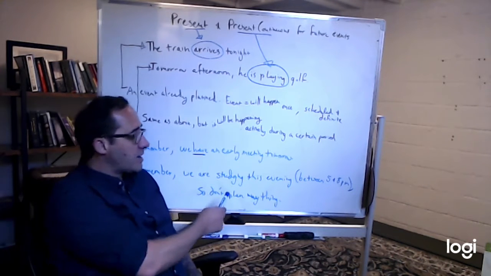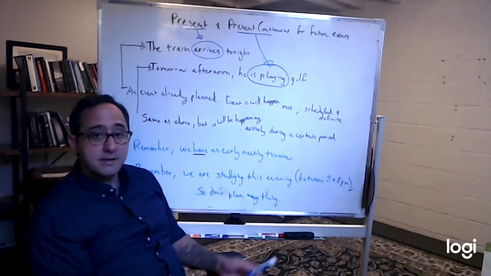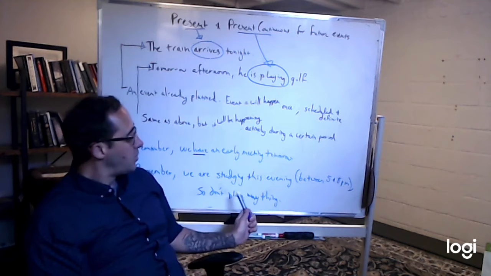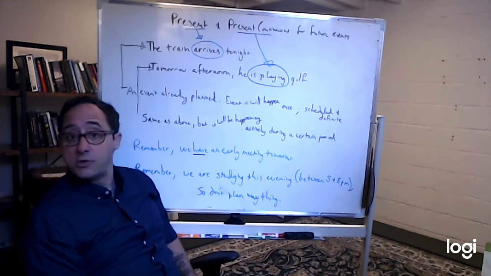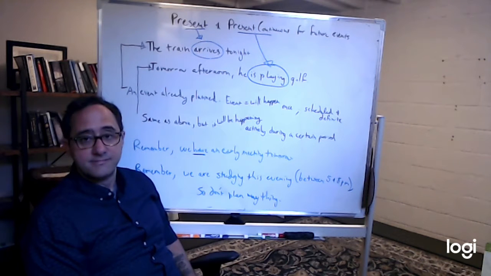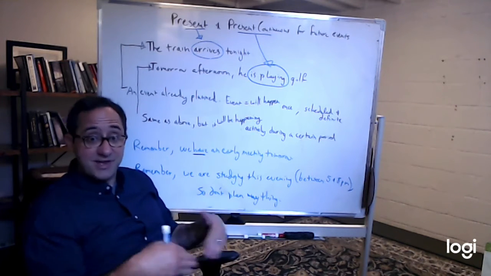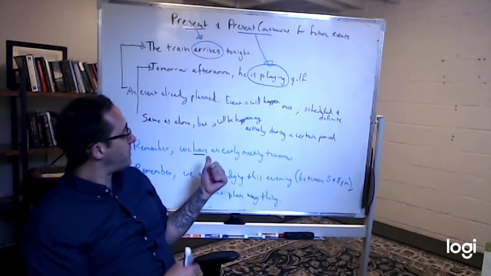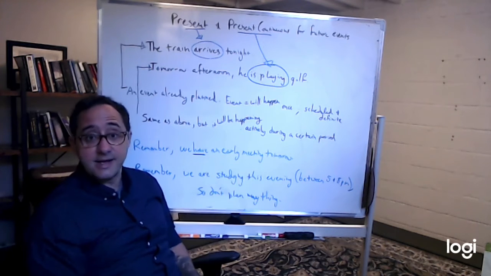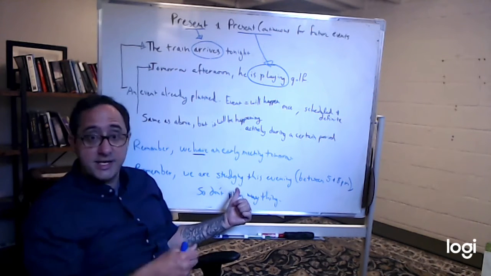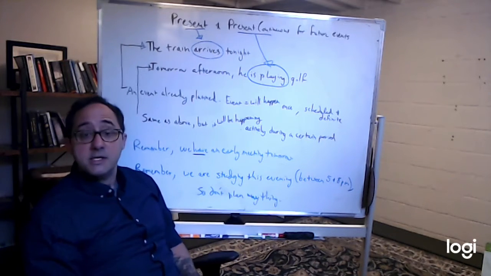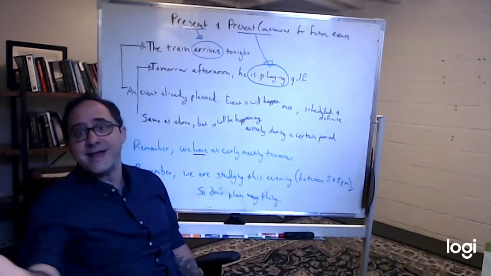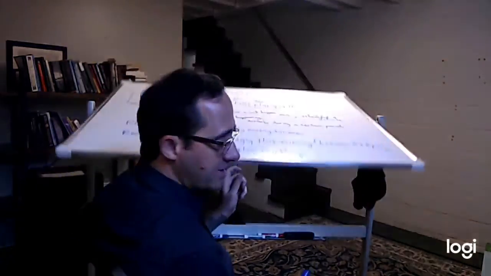What about this one? Remember, we are studying this evening. You can even give a time frame. We are studying this evening between 5 and 8 p.m. So don't plan anything. We planned this already, right? For both the early meeting, that's a planned thing for tomorrow, and you and I are studying together tonight between 5 and 8 p.m. So since it's planned, don't plan anything else. So let's look at some other examples.